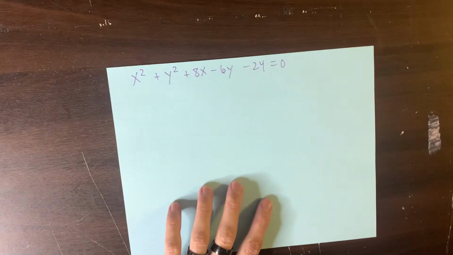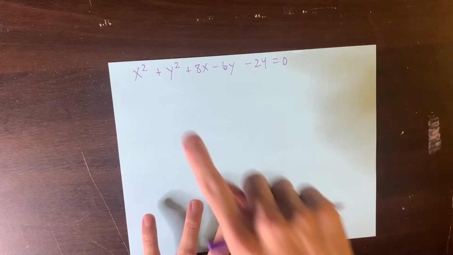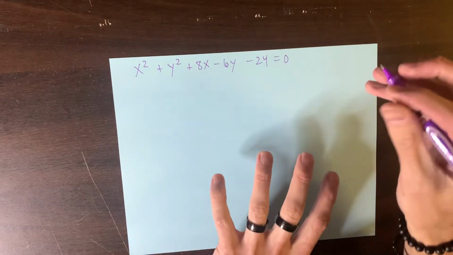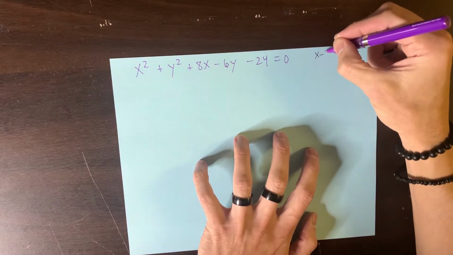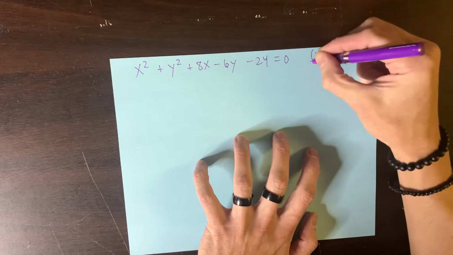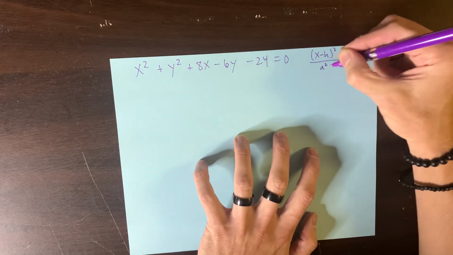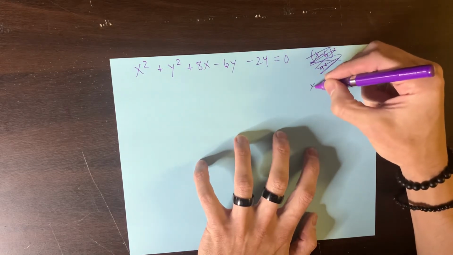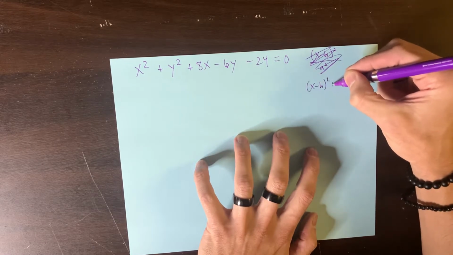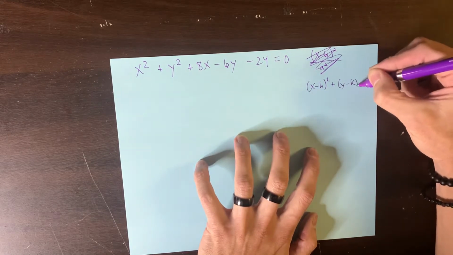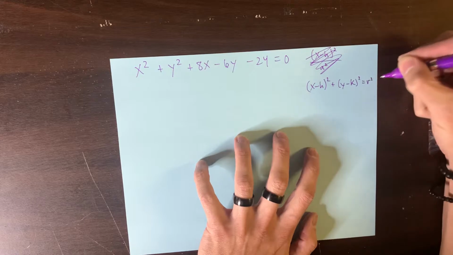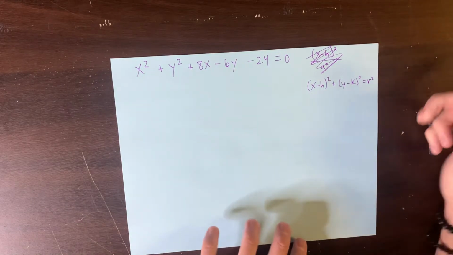This one here. The goal here is to write the equation of this as a circle in standard form, which looks like this: x minus h squared over a squared. Actually, that's for an ellipse. This is going to be x minus h squared plus y minus k squared equals r squared. Although a circle is an ellipse, but watch what I do here.